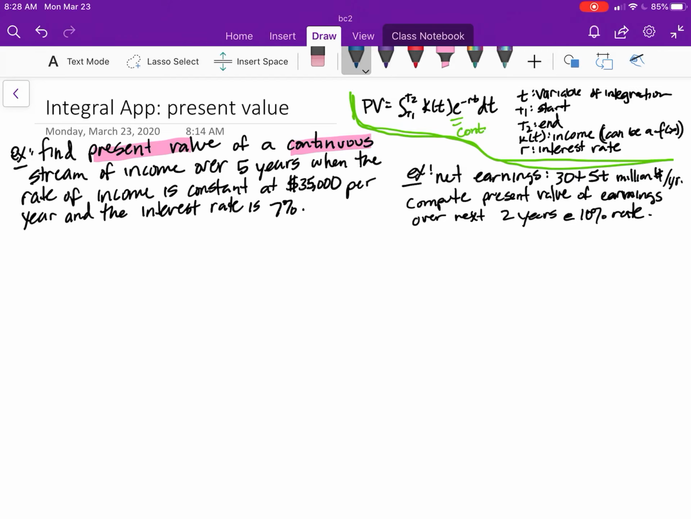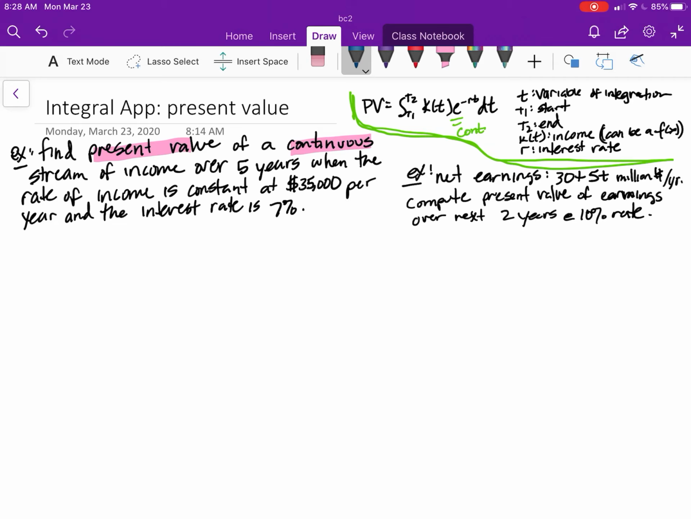In this video, we'll look at two examples that have to do with an application of calculating present value. The first one I wrote fully out, and the second one I tried to summarize a bit, but we're finding the present value.